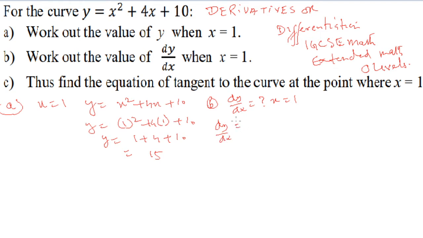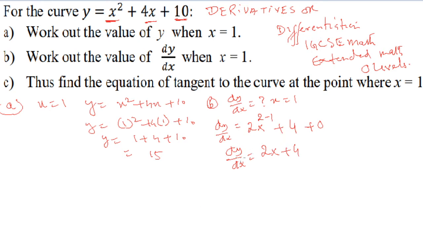To get this, look here, the function is x squared. So if x squared is differentiated, we get 2 into x power 2 minus 1. And if 4x is differentiated, it becomes 4. And when a constant is differentiated, it becomes 0. So the result becomes dy dx is equal to 2x plus 4. That's the result.